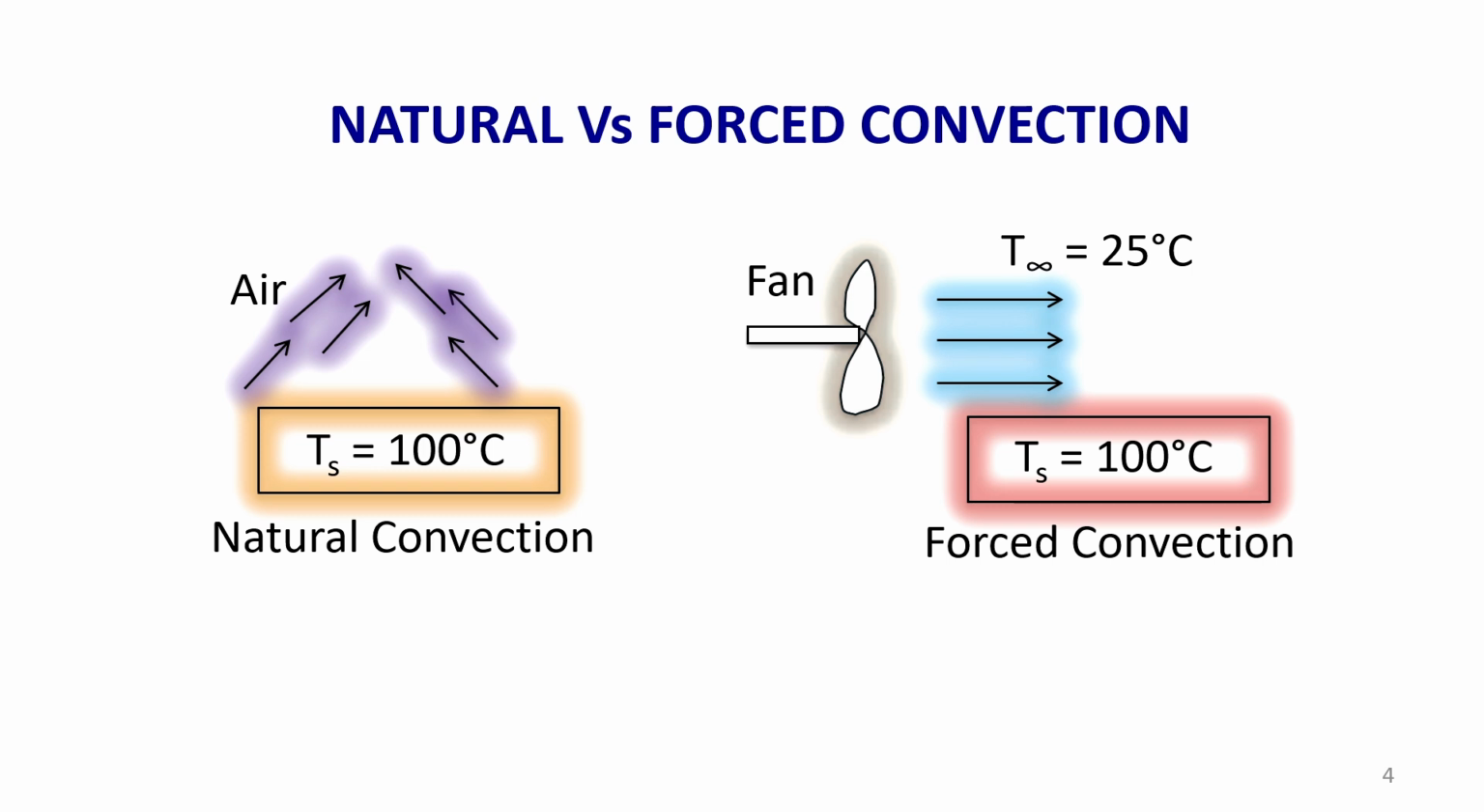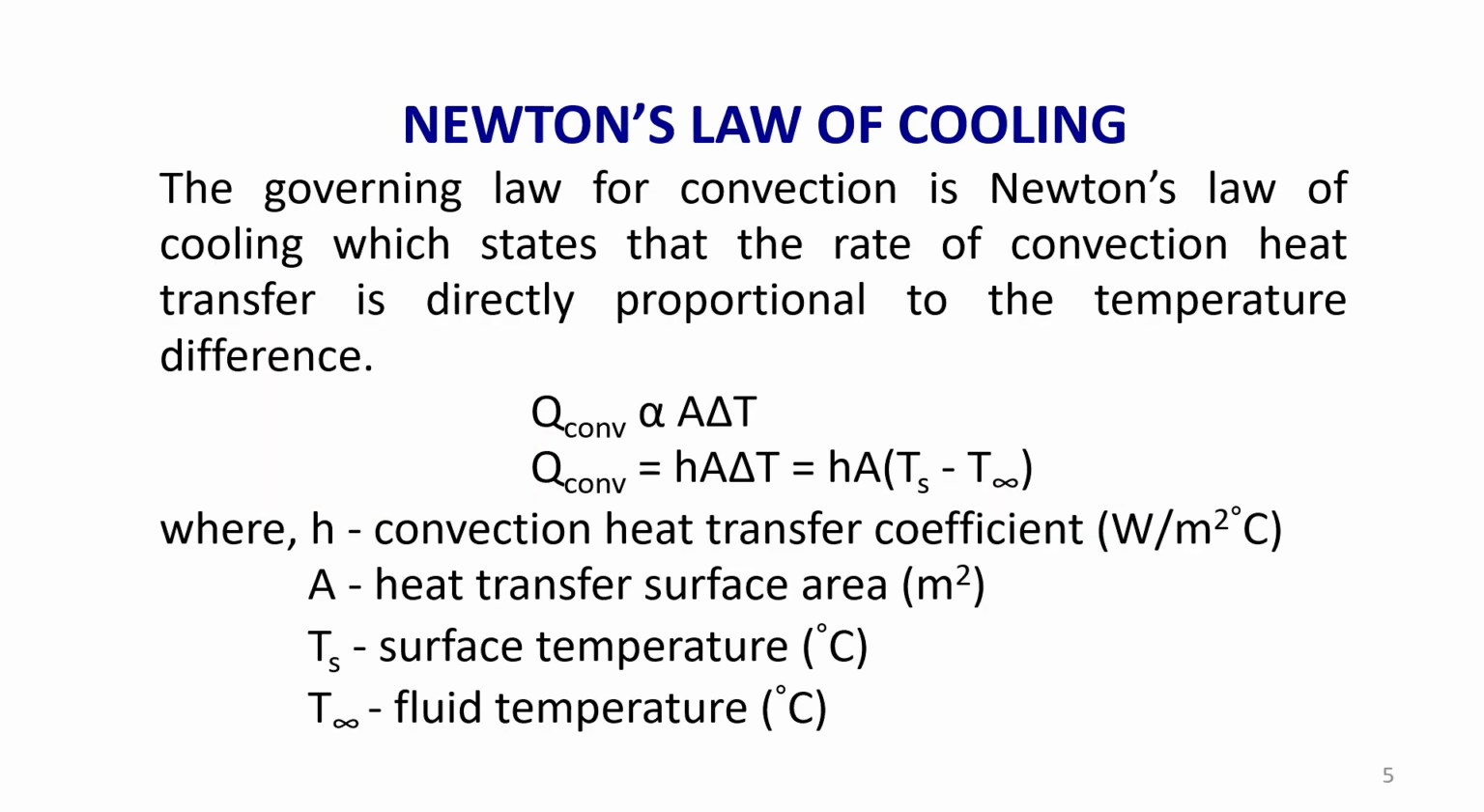Once we vary the velocity according to the fan speed, the velocity of the air changes, and then the rate of heat flow will also change. The governing law for convection is Newton's law of cooling. For conduction, it is Fourier's law of heat conduction, Q equal to minus kA dT by dx. So Fourier's law is the governing law of conduction, and Newton's law of cooling is the governing law for convection.